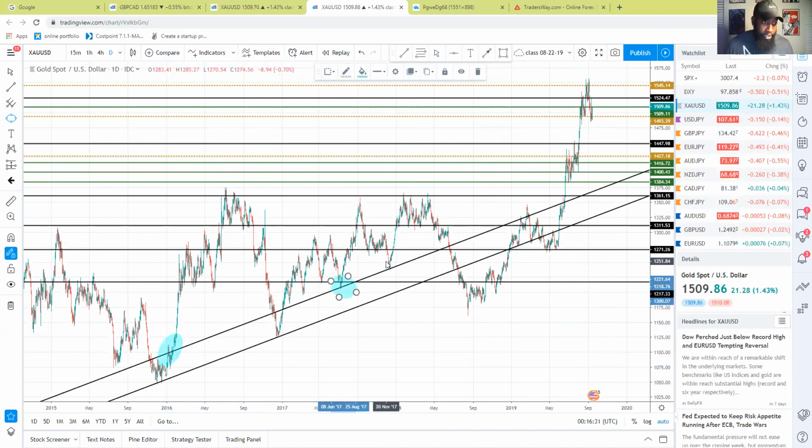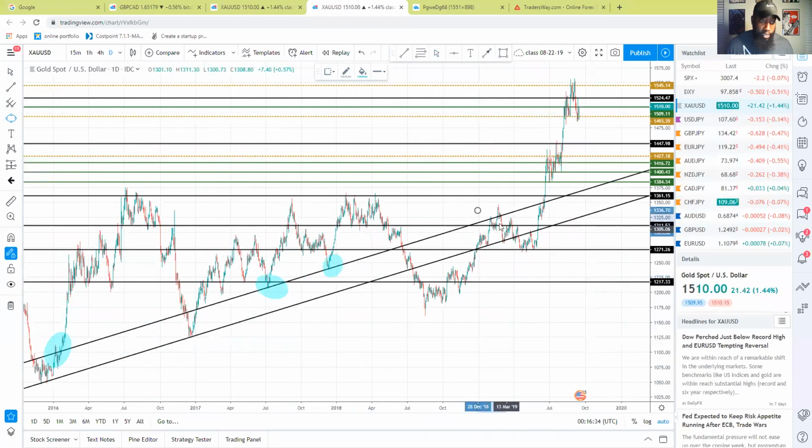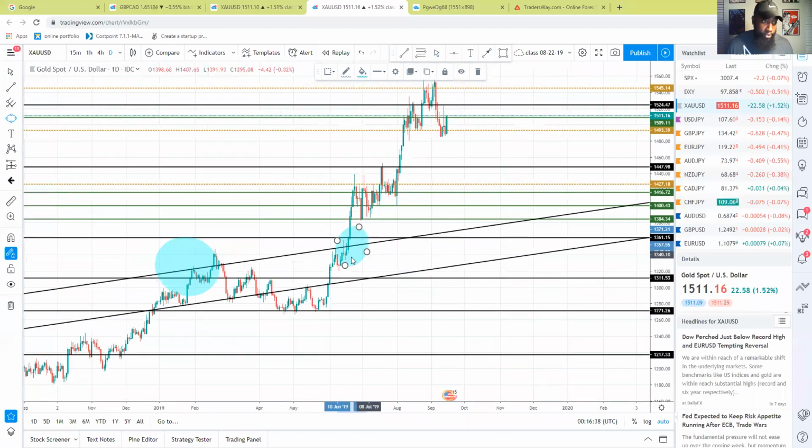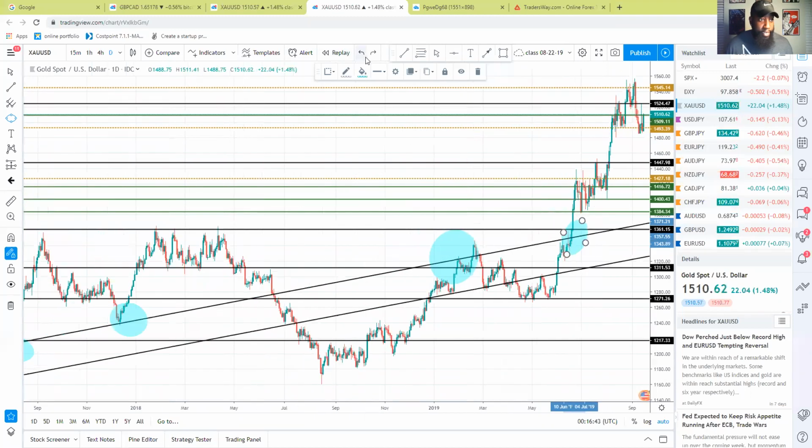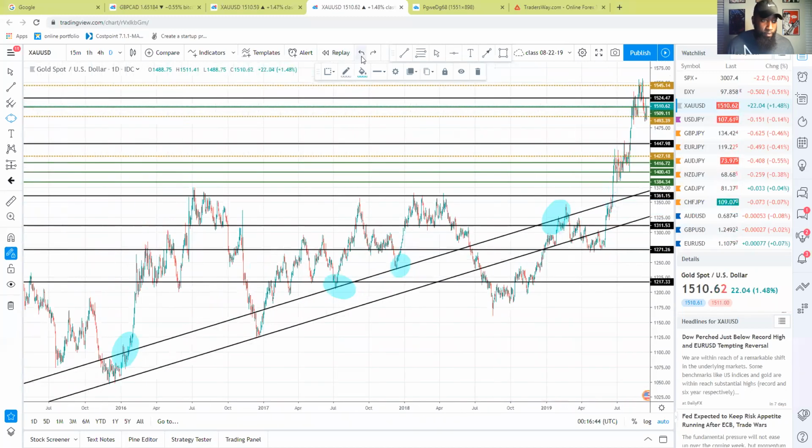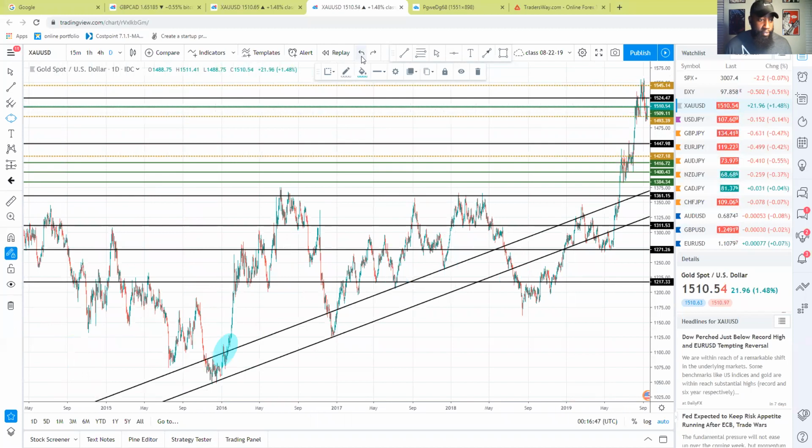It's not the same exact touches, but it just shows you that these trend lines come back into play over and over again. Look at all the touches on this trend line. Even right here, there's a little wick on it. It was tested. Nice and simple.